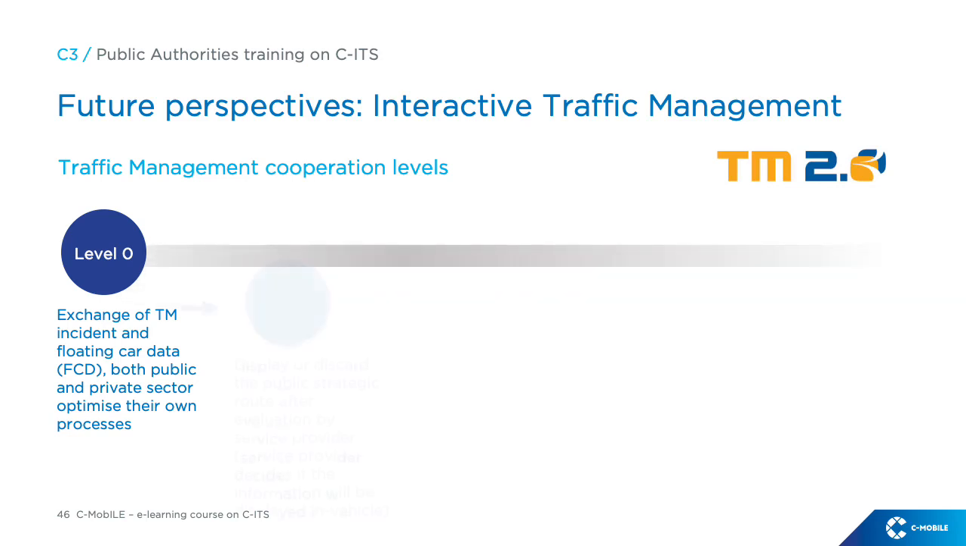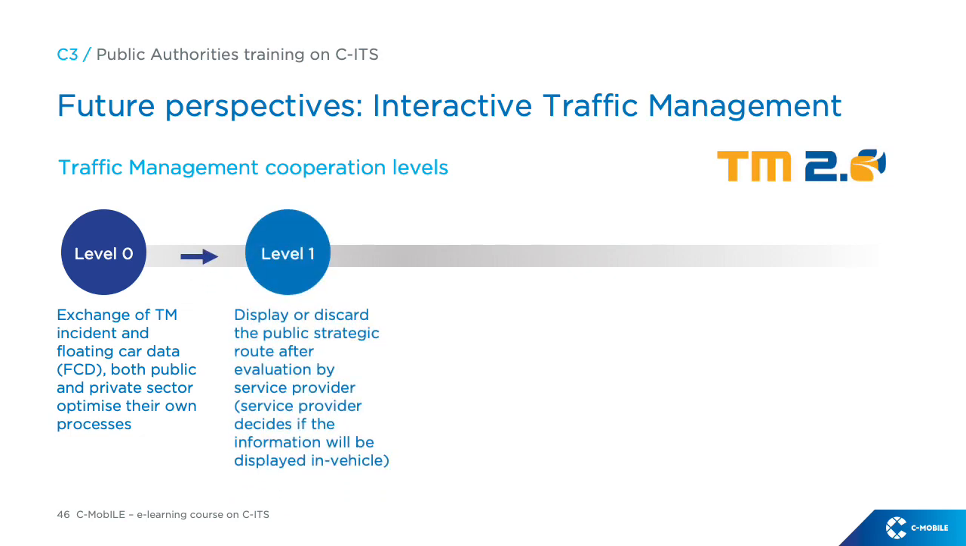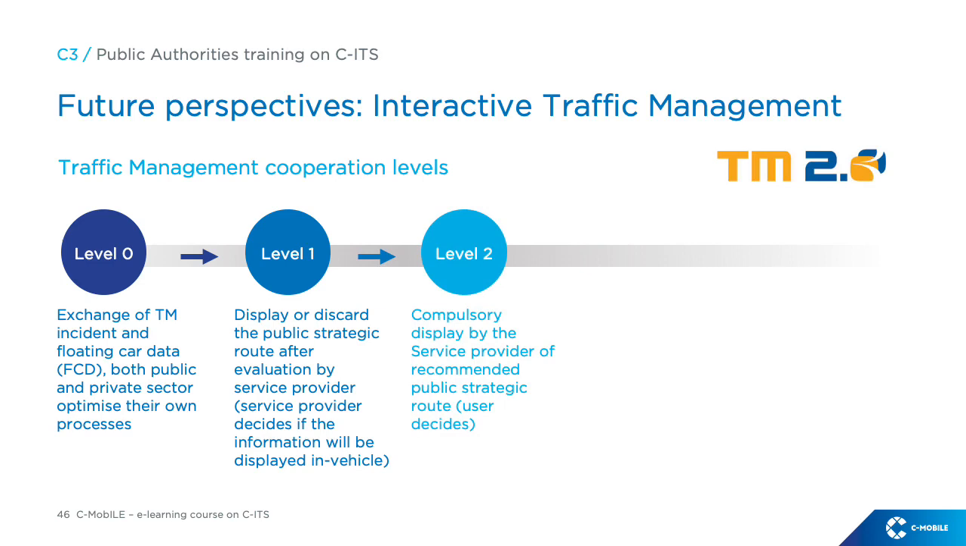In addition, Level 1 encompasses the possibility to display or discard the strategic route recommended by the public authority after evaluation by the service provider. In this case, the service provider decides to display or not. With Level 2, compulsory display is possible as an option for the public strategic route. In this case, the end user decides whether to follow the recommended route or not.